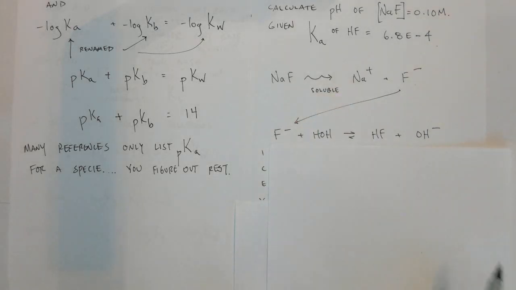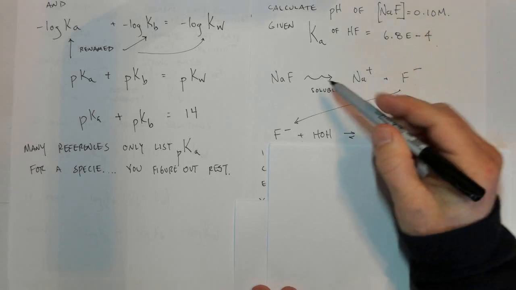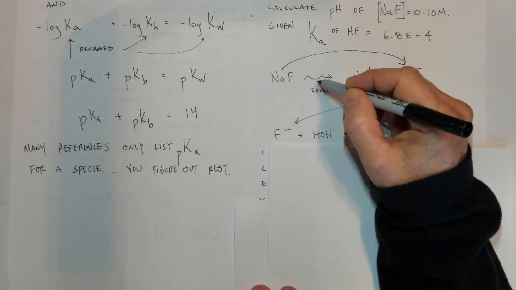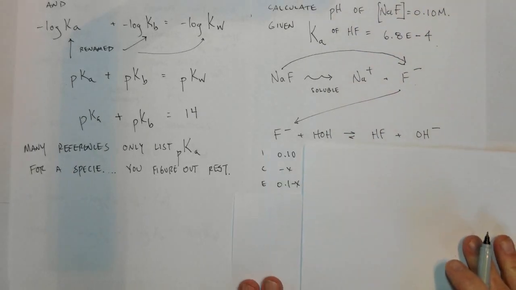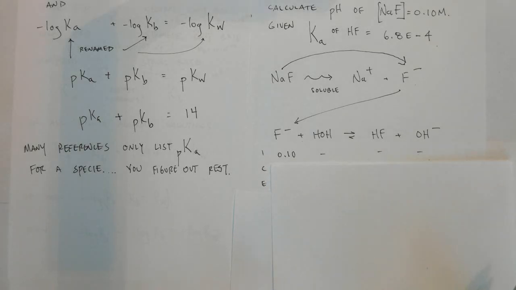If we make an ice table for this equation, we know the concentration of this F- right here, because whatever NaF was, that's what F- is, because this is a strong soluble electrolyte, and so this would be 0.1 molar right here. And there would be none of this, and none of this to start with. And then we could use the lose x, gain x that we've used before, and we end up with 0.1 minus x, x, and x on this table.